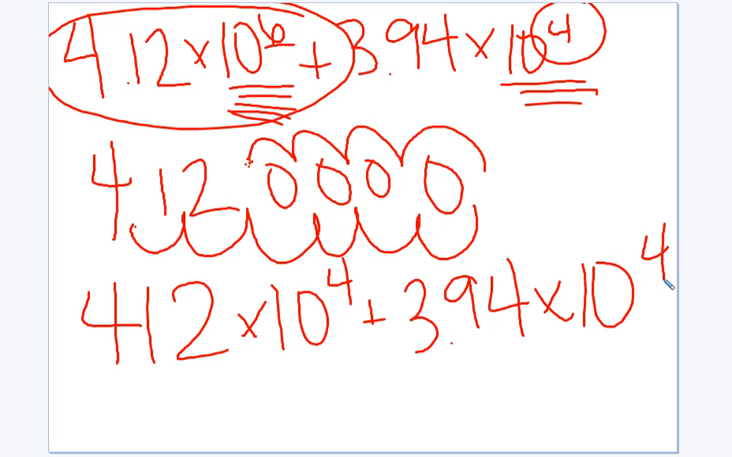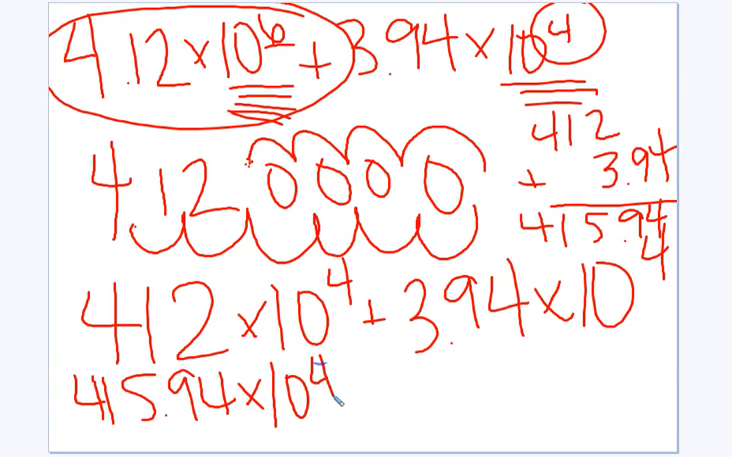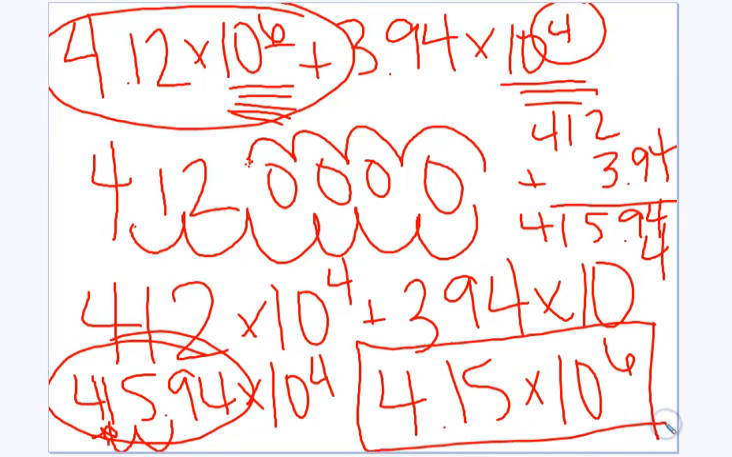Now we can do what we did before. We just add them. Did I do that right? Yeah, I did that right. Okay. Now, what we end up with is 415.94 times 10 to the 4th. Now, this is not in correct scientific notation. Our decimal point needs to be here. So now we need to move the decimal point back 2 more places, which actually makes it 4.15 times 10 to the 6th.